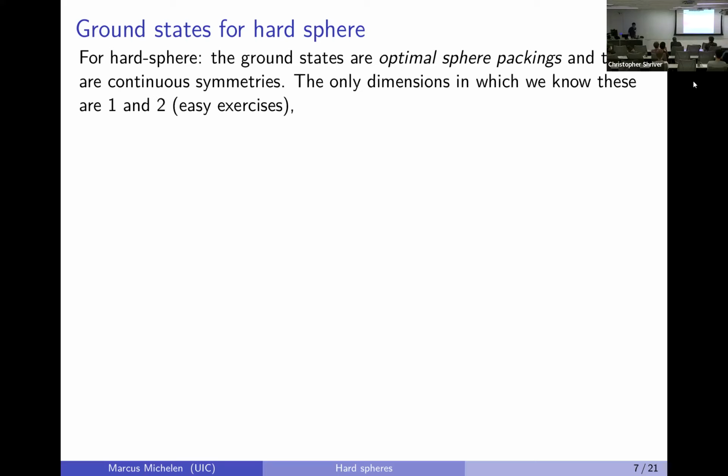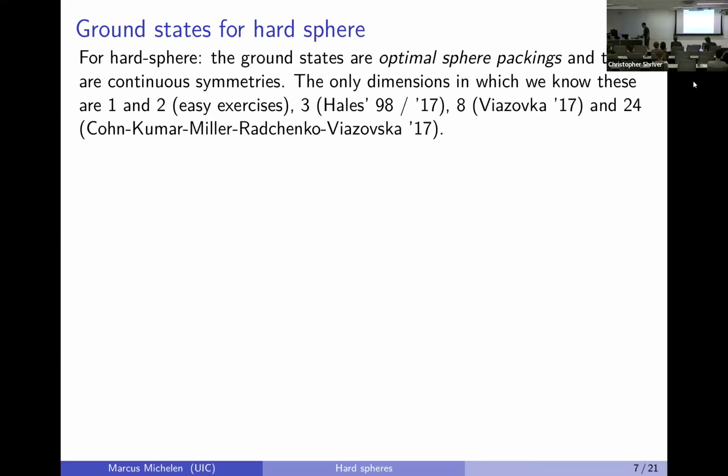So the only dimensions in which we know these are 1 and 2, which are pretty easy exercises. Dimension 3 is a theorem of Hales. And I wrote 2 years down here because it was proven with computer-aided proof in '98 and then checked rigorously in 2017. And then Viazovska in 2017 proved dimension 8. And Viazovska and 4 other authors proved dimension 24. That's a complete list of the dimensions in which we know the optimal sphere packings.